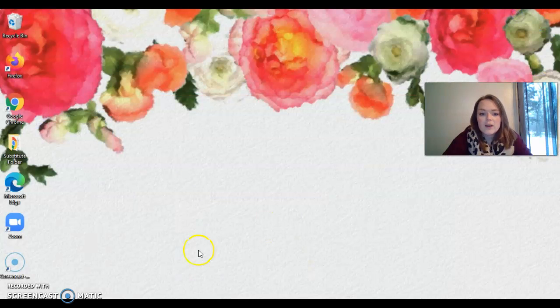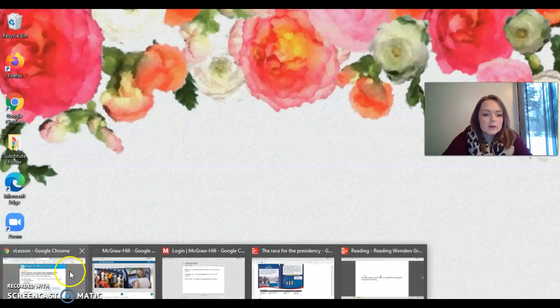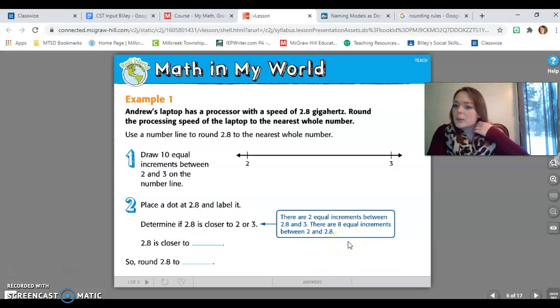So we are going to get started with our lesson today. Mrs. Bliley has, oops, wrong one, a different format, but it is the same as the pages that I ripped out for you. So first we're going to start with example 1. We are in lesson 5.1. Andrew's laptop has a processor with a speed of 2.8 gigahertz. Round the processing speed of the laptop to the nearest whole number.